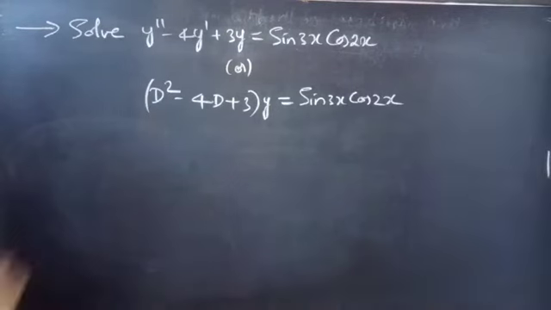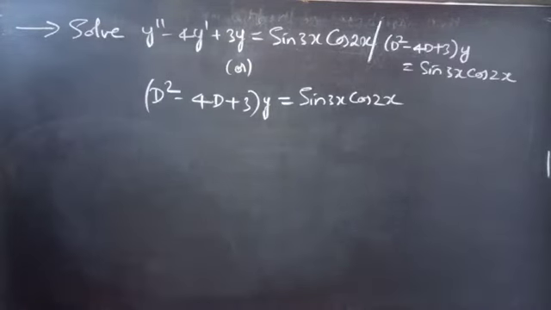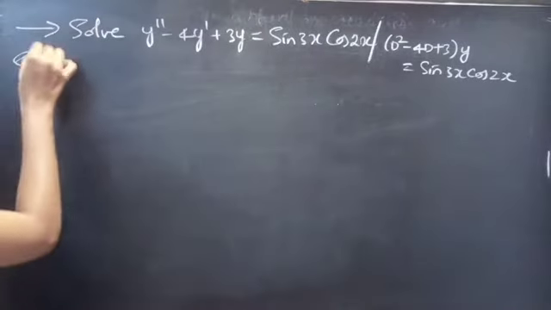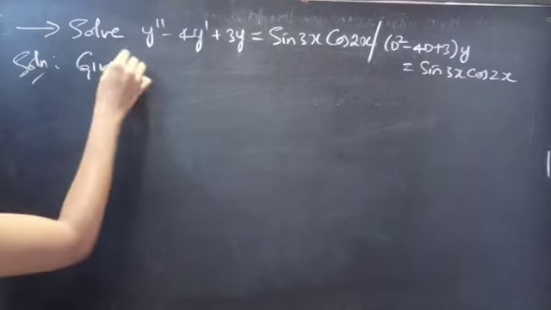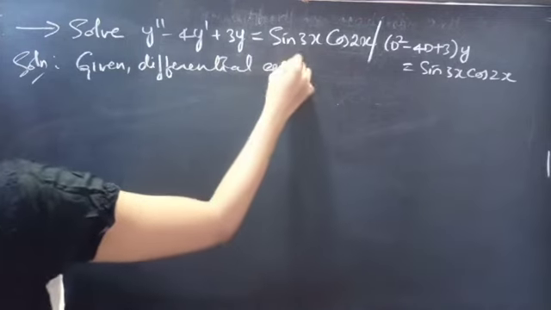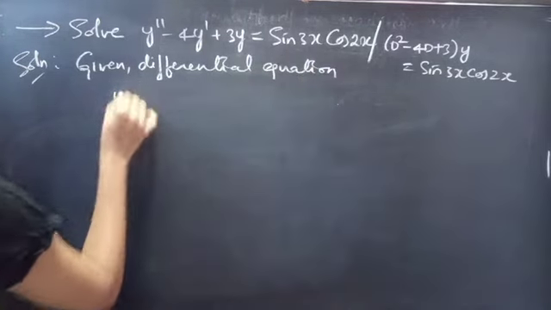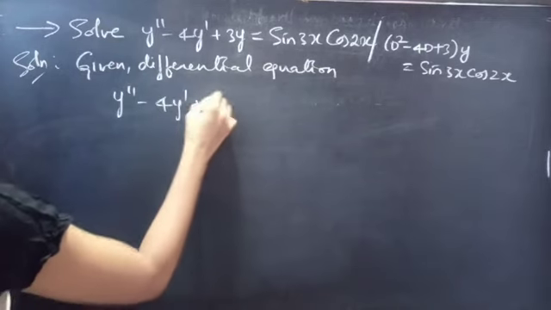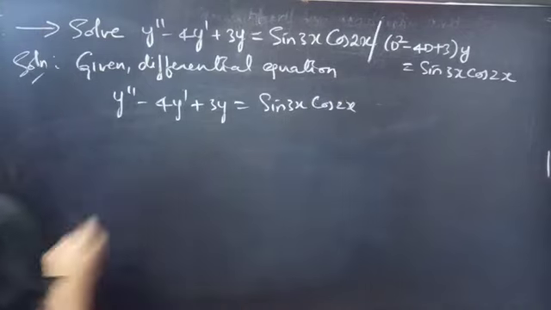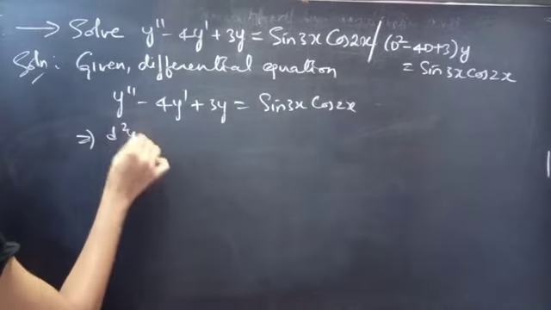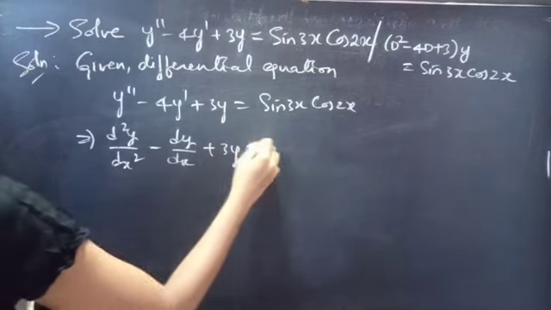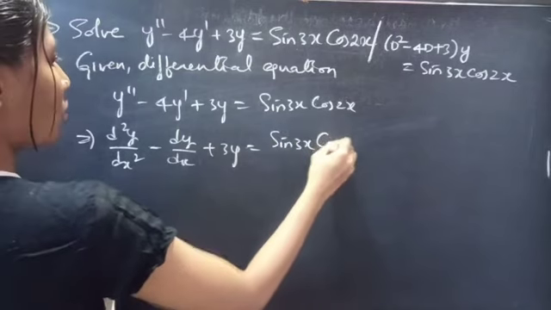So I'll consider this equation. Solution. Given differential equation: y double dash minus 4y dash plus 3y equals sin 3x into cos 2x. You can also write this as d square y by dx square minus 4 into dy by dx plus 3 into y equals sin 3x into cos 2x.